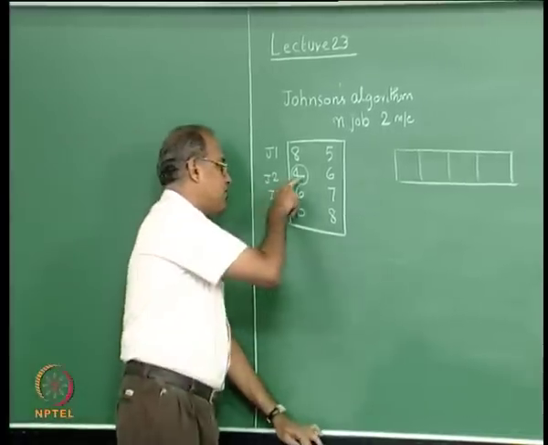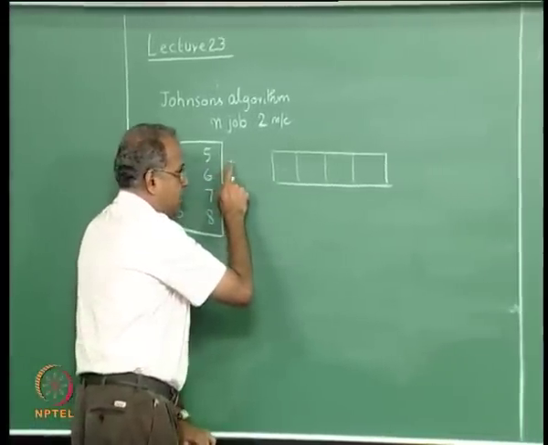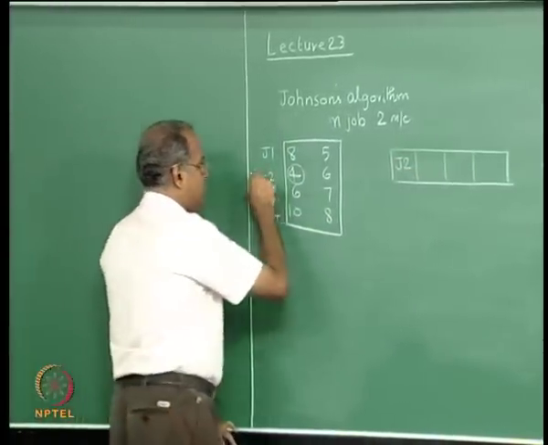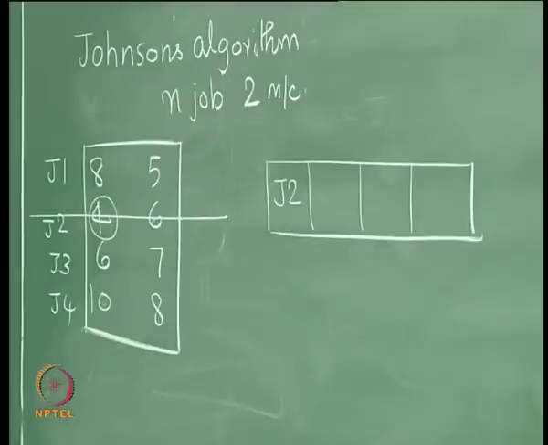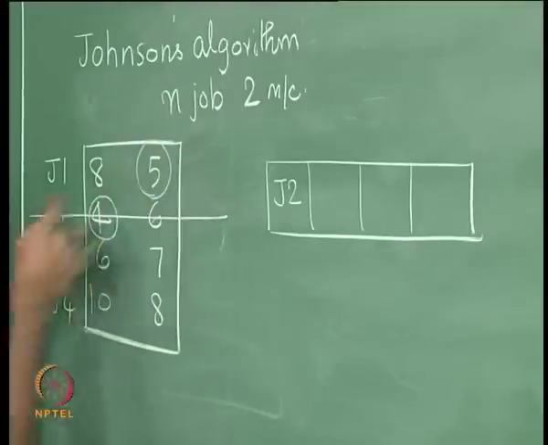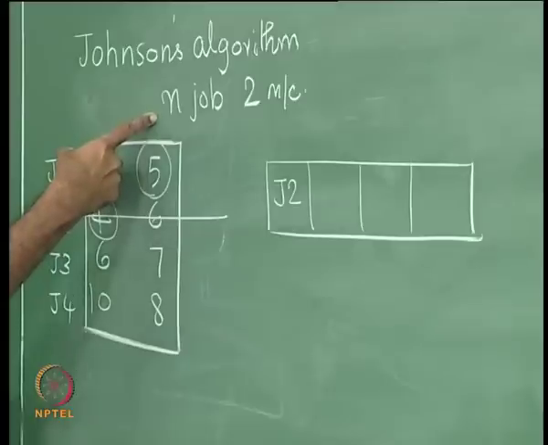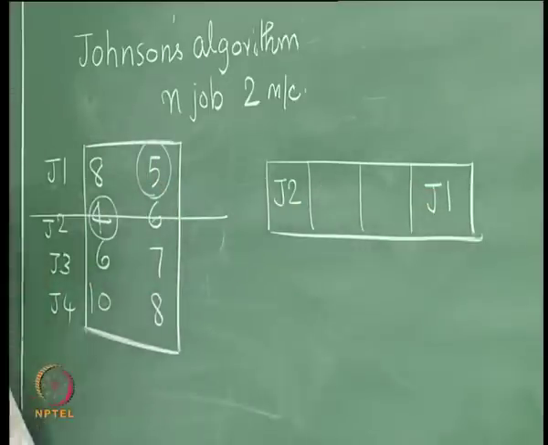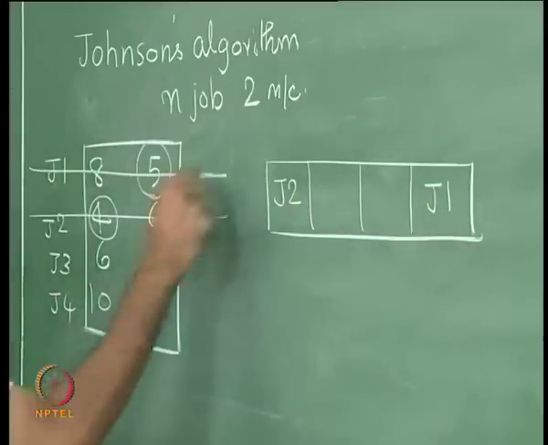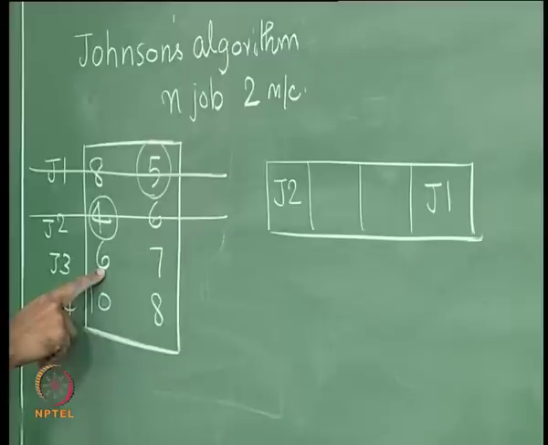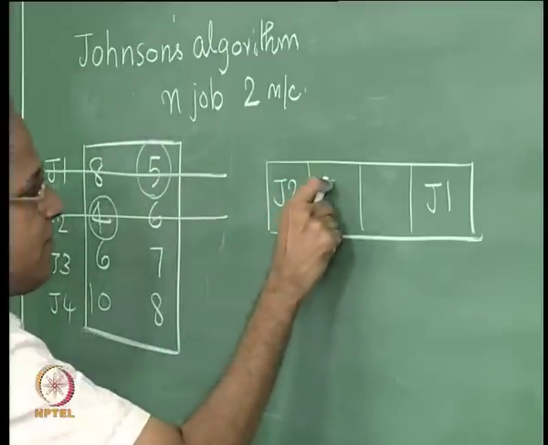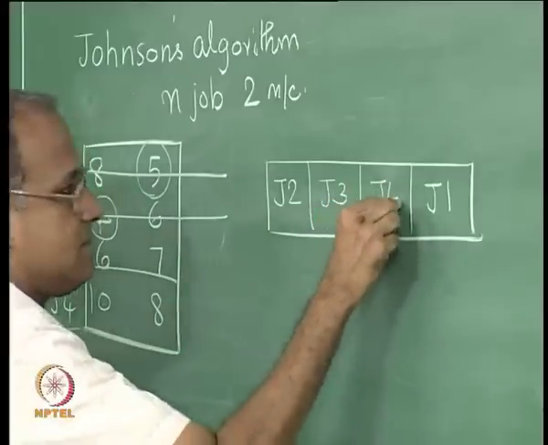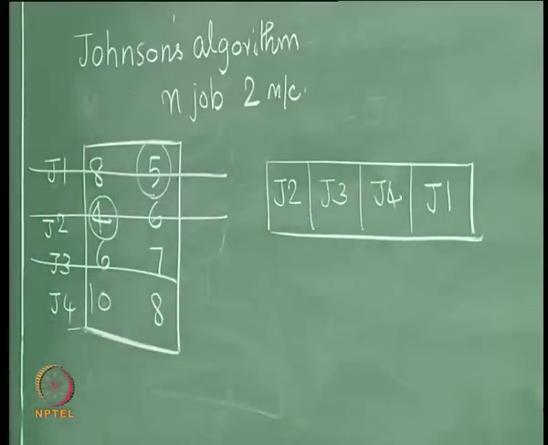So, if it is on the first machine, write the job number from the left. So, we write job 2 here. Now, remove this, look at the next smallest one. This happens to be 5 for job 1 on the second machine. So, if it happens on the second machine, come from the end and write J1 here. So, this is also removed. The next smallest is here, it happens on the first machine. So, come from the left and write J3. The last one will come here as J4. So, this is the sequence in which we will do.